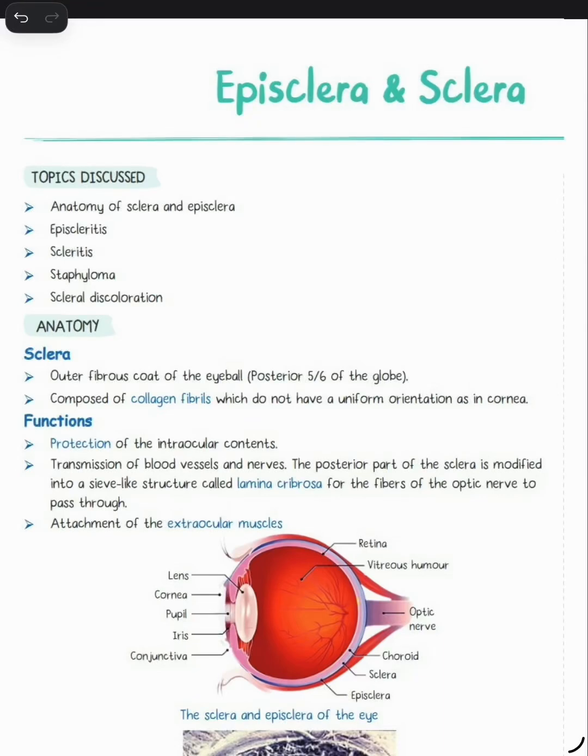Welcome to the topic of Episclera and Sclera. In this topic, we will discuss the anatomy of sclera and episclera, episcleritis, scleritis, staphyloma, and scleral discoloration.